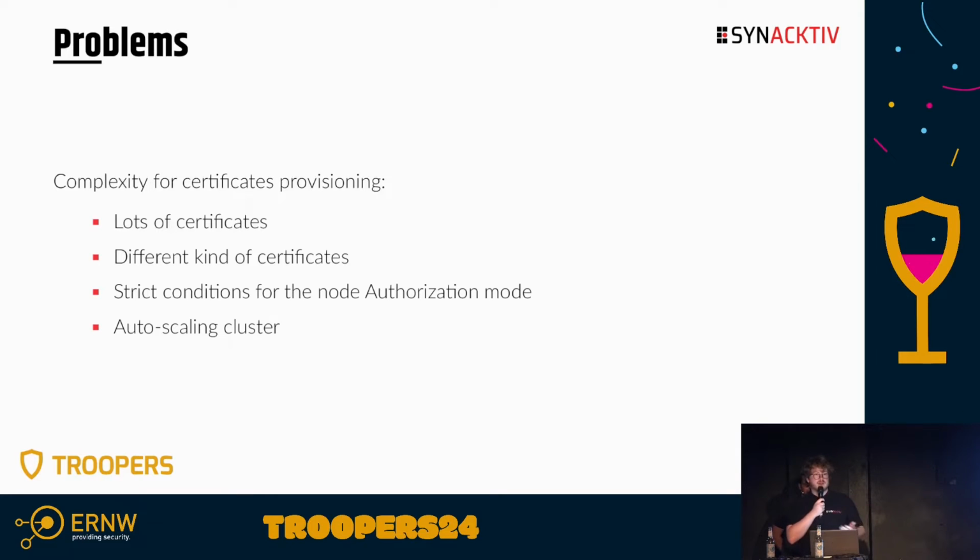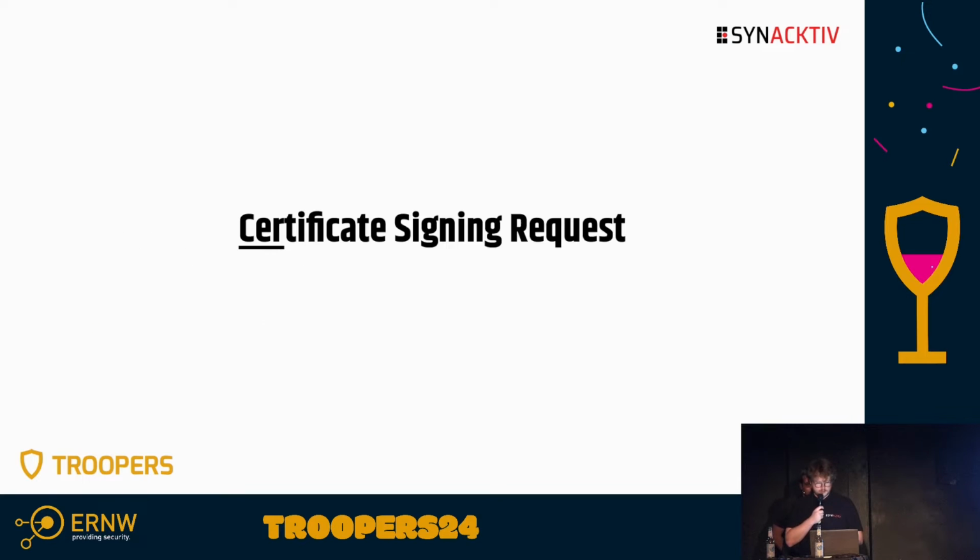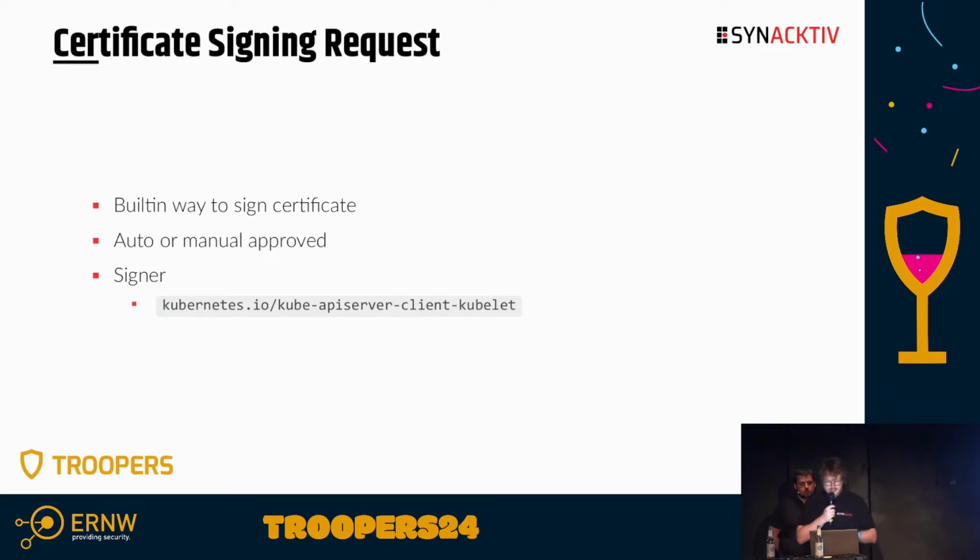How do you provide certificates on the fly for them? That's why we have certificate signing request. This is a built-in way to sign certificates inside a cluster. You will send a certificate signing request that can be approved automatically or manually by an administrator. We will see how a little bit later. And it will use special controllers, which are called signers. And in our case, we will be interested in the kube-apiserver-client-kubelet.